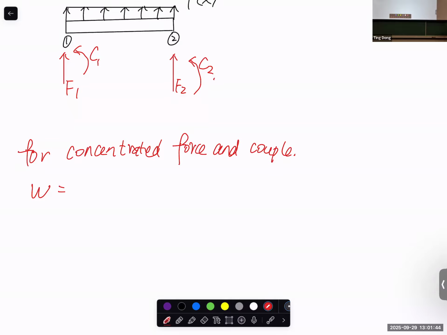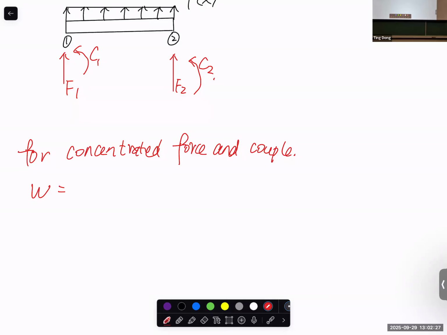And if I apply a couple to a structure and it rotates this much, of course your structure will not rotate this much, but it's an exaggerated deformation, then the work done by this couple should be C times theta. Make sense? So now, since we have F1, C1, F2, C2, the work done by these four should be F1 times V1 plus C1 times theta 1 plus F2 times V2 plus C2 times theta 2. Right. So this is the work done by this equivalent nodal force.